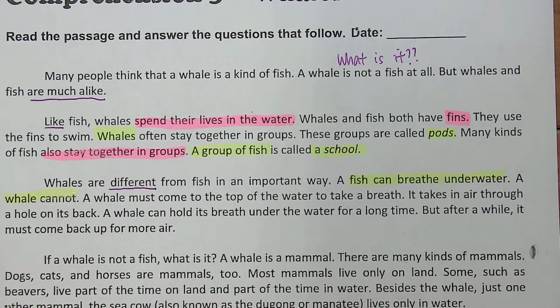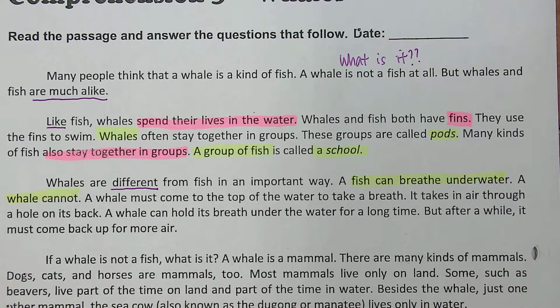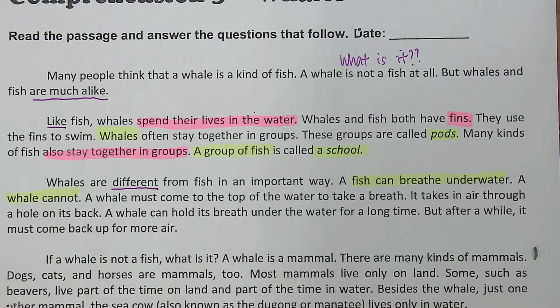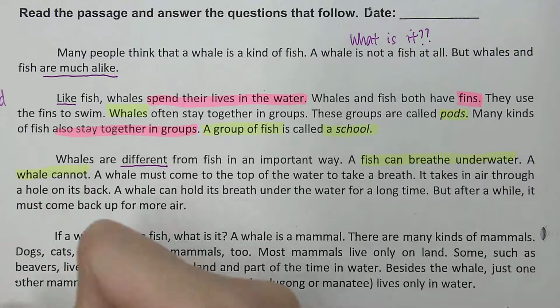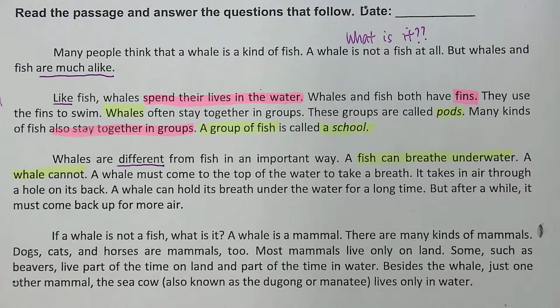A whale must come to the top of the water to take a breath. It takes in air through a hole on its back. So since I got a picture of the whale, I'm going to just draw on it. Okay, it must come to the top of the water to take a breath, and it takes in air through a hole on its back. A whale can hold its breath under the water for a long time, but after a while, it must come back up for more air. Okay, so a whale cannot breathe underwater, whereas a fish can.